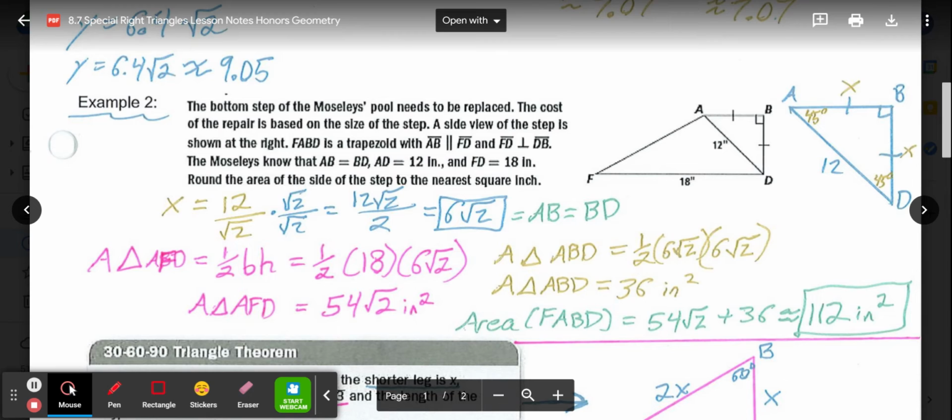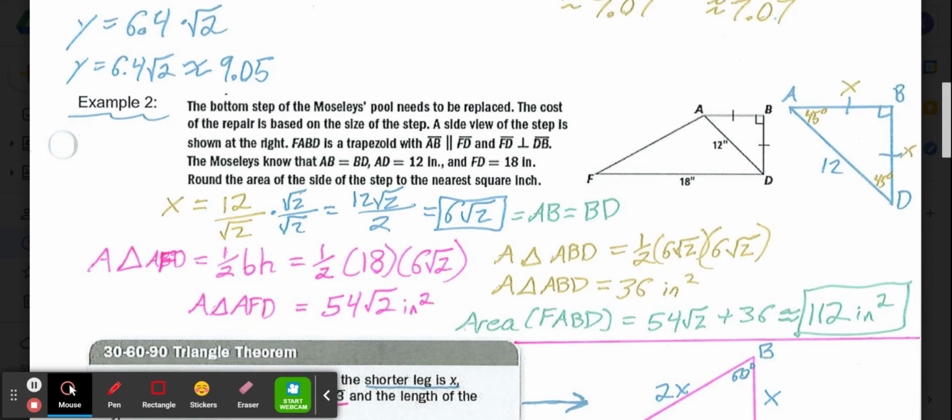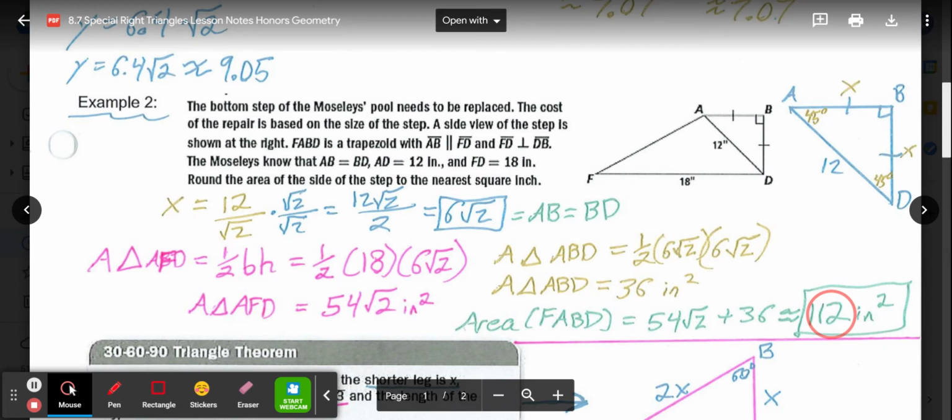Then I need to figure out the area of this little right triangle ABD. So that's again half a base times height, and my base and height are the two legs. So base is 6 square roots of 2, height is 6 square roots of 2. So 1/2 times 6 square roots of 2 times 6 square roots of 2 is 36 inches squared. So then to figure out the whole area of the step, it would be the area of that trapezoid FABD. So I'd take my two triangles, 54 square roots of 2 plus 36, which gives us approximately 112 square inches.